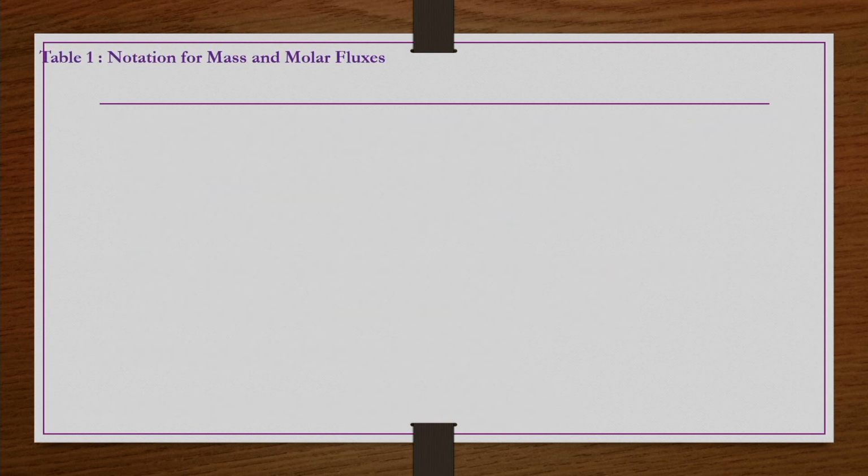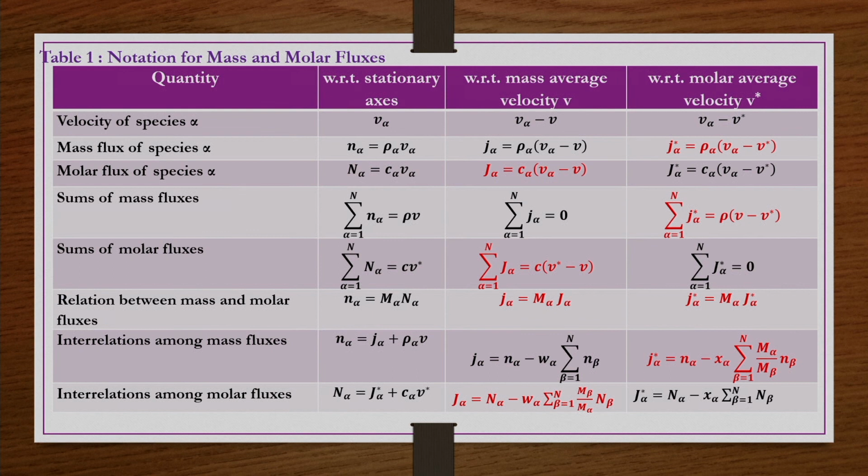So, the notation for mass and molar fluxes is given here with respect to stationary axes, with respect to the mass average velocity V, and with respect to the molar average velocity V star, as given. If the velocity of species alpha is considered, then with respect to stationary axes it is V alpha, with respect to the mass average velocity it is V alpha minus V, and with respect to the molar average velocity it is V alpha minus V star. So, the mass flux of species alpha, n alpha, is equal to rho alpha V alpha.